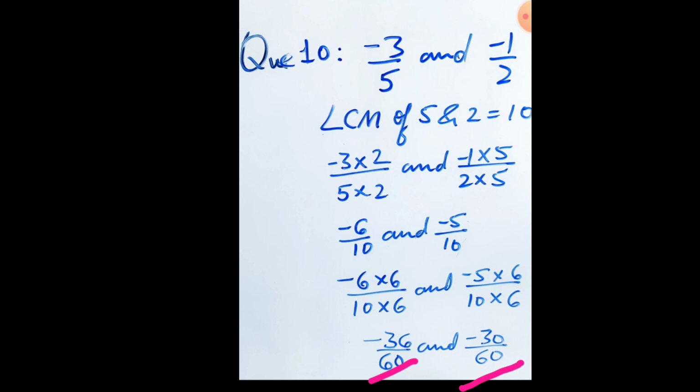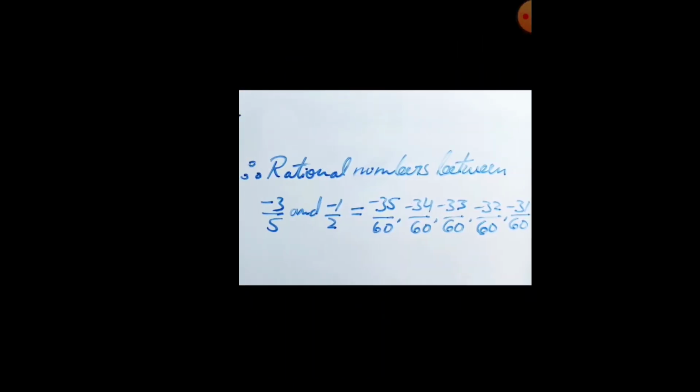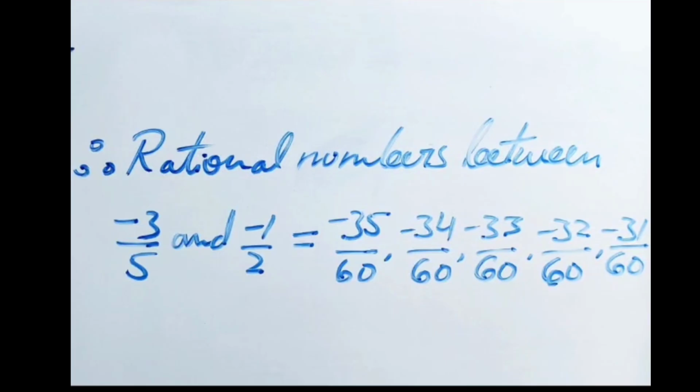Now we can write 5 rational numbers between them. In this way, the rational numbers between minus 3 by 5 and minus 1 by 2 are minus 35 by 60, minus 34 by 60, minus 33 by 60, minus 31 by 60. In this way, we'll write all.